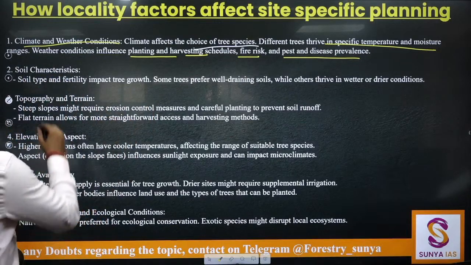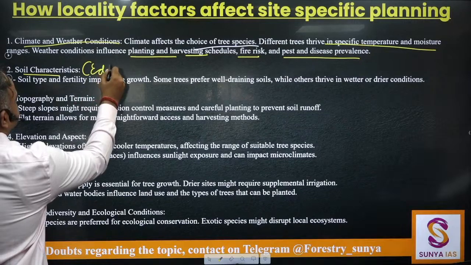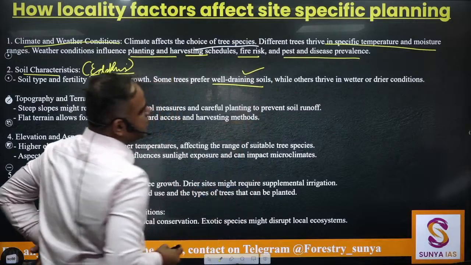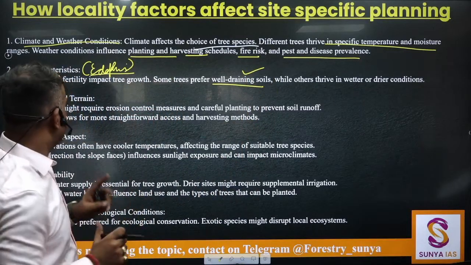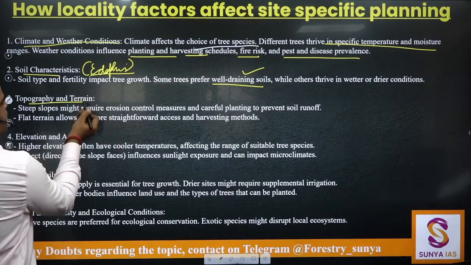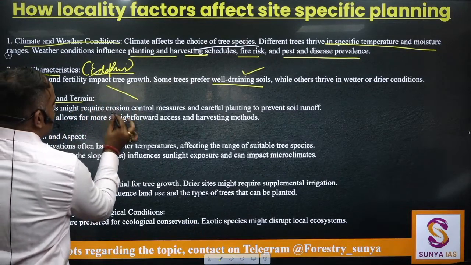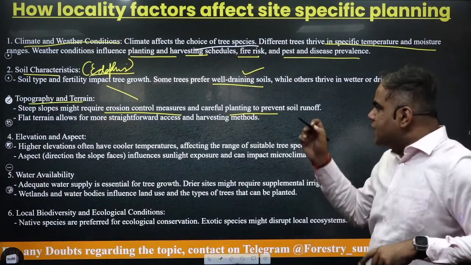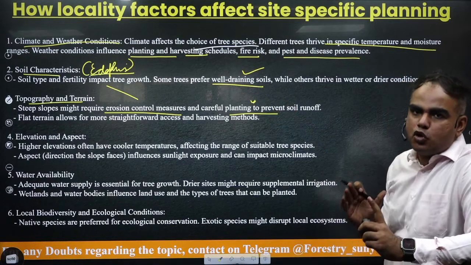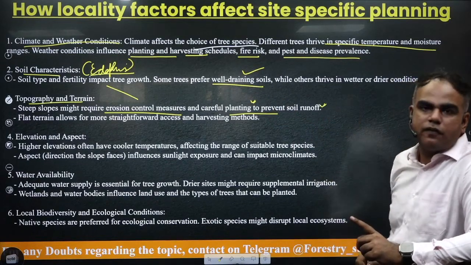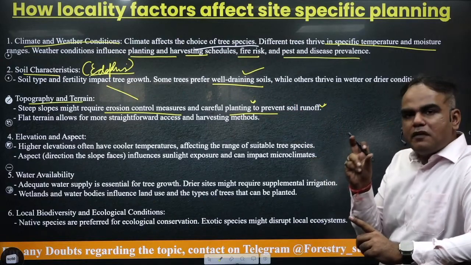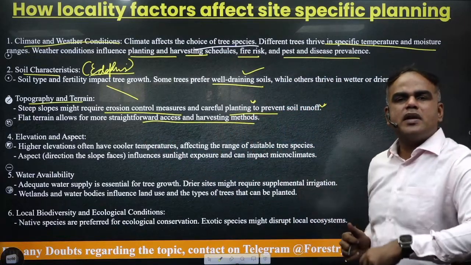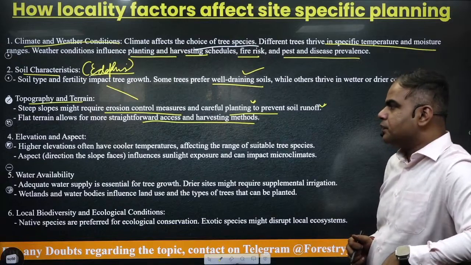Even the soil, which for us is the edaphic factor: some trees prefer well-draining soils, some want wetter or drier conditions. Topography or terrain is an important part. Steep slopes may require erosion control, as we've already seen, and we need very careful planting here to prevent soil runoff. In the same manner, if you have a flat terrain, you have straightforward access, so it is not very complicated.